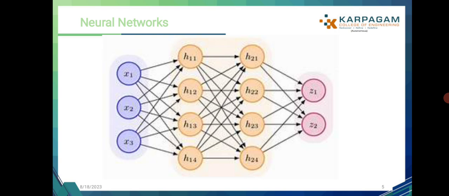In this case, X1, X2 and X3 are input layers, H11 to H14 and H21 to H24 are hidden layers. Z1 and Z2 are output layers which are determined from the inputs. Each node in the hidden layer is fully connected to the inputs, which means that what is learned in a hidden node is based on all the inputs taken together.